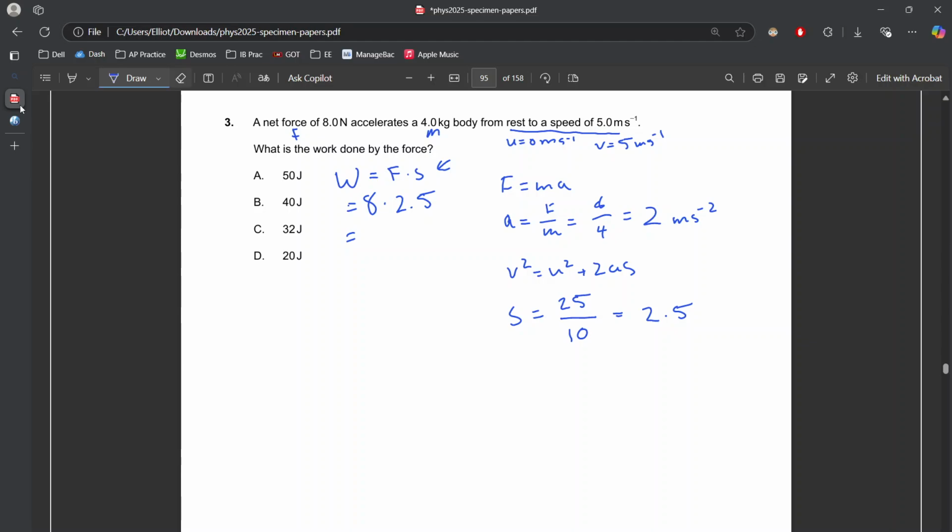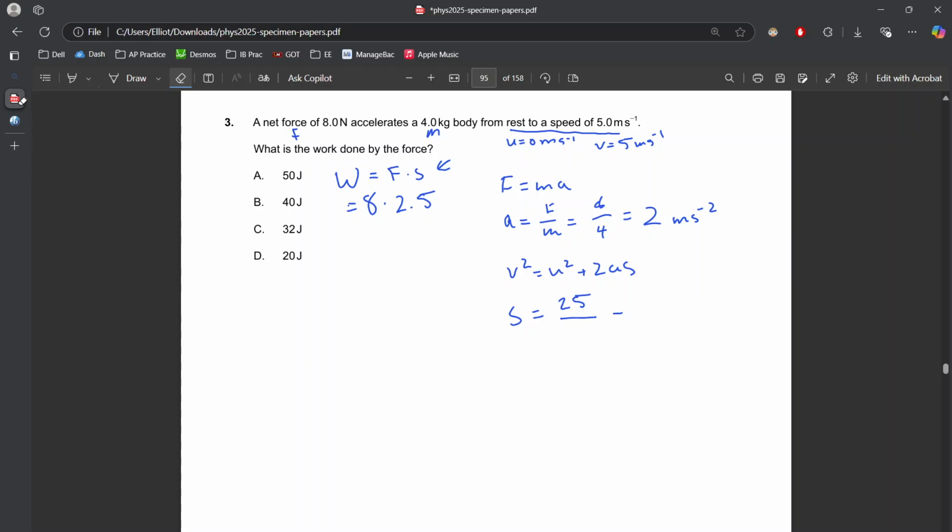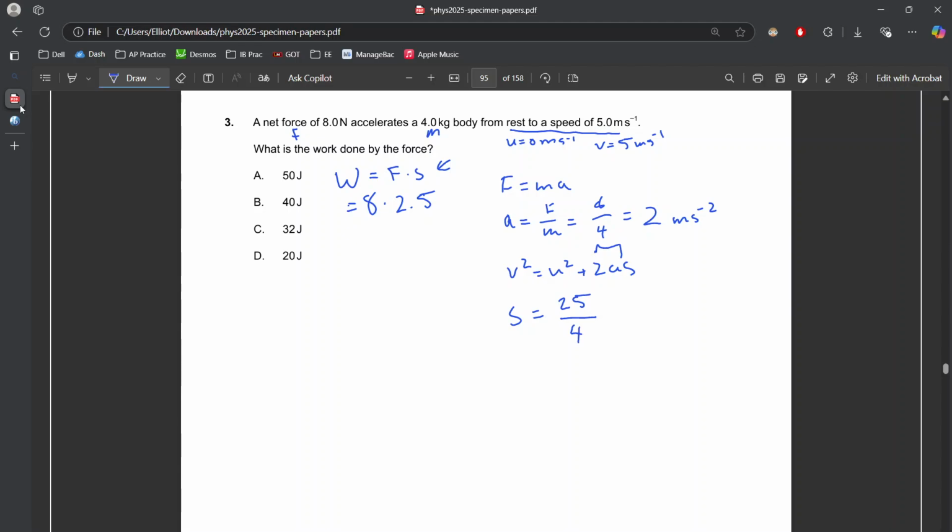Let's see. Oh. 2 times... That's what I did wrong. See, maybe I should have plugged in my numbers. So, I'm right here, I'm dividing by this 2s term. And 2 times 2 is 4, not 2.5. I don't know where I got that number from.